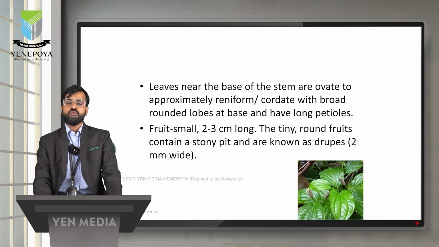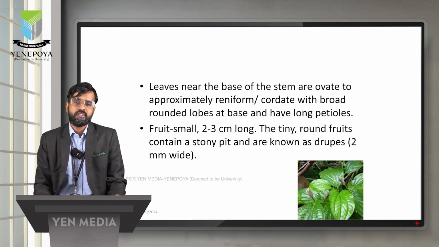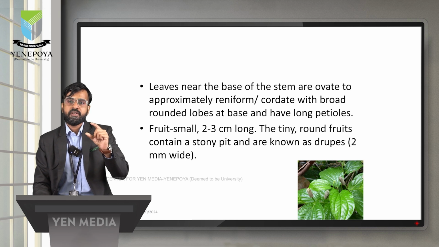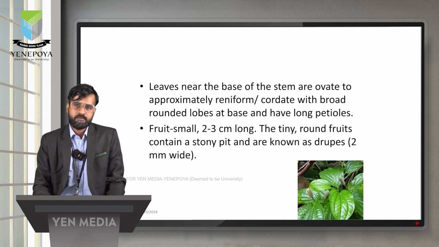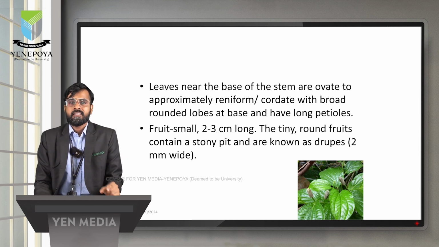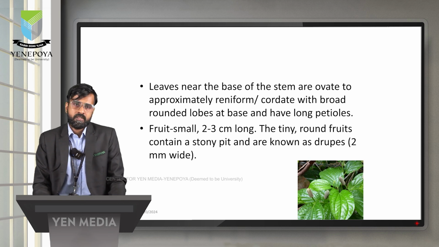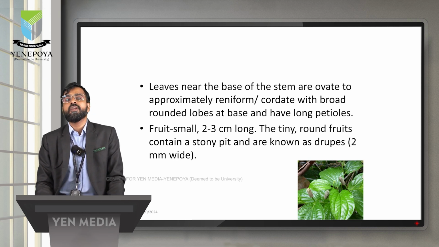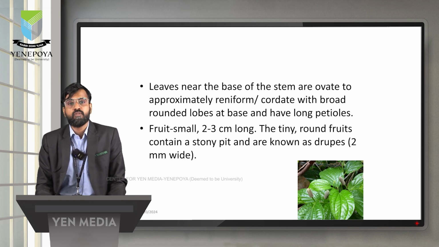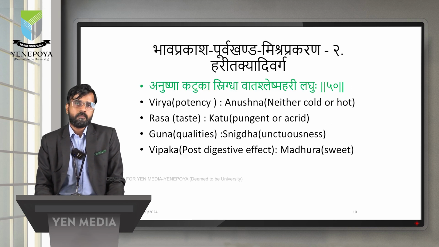And coming to the fruit, the useful part: the fruit is very small, the measurement is 2 to 3 centimeter long. Okay, it is tiny and round in shape. It contains a stony pit. It belongs to the drupe type of fruit. Okay, drupe type of fleshy fruit.